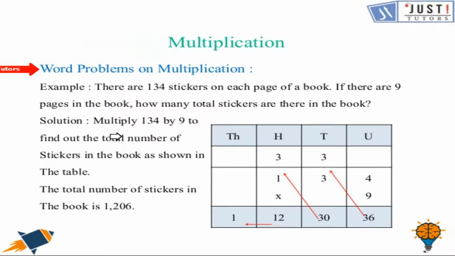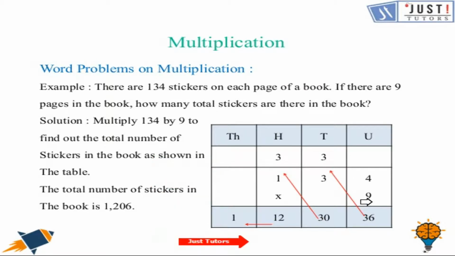Here's the example which says there are 134 stickers on each page of a book. If there are 9 pages in a book, how many total stickers are there in the book? As you can see, 134 is written in the place value chart under its respective place values: 1 hundred, 3 tens and 4 units. So here 134 is multiplied by 9 to find out the total number of stickers in the book, as shown in the place value chart table.